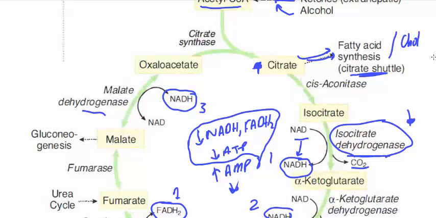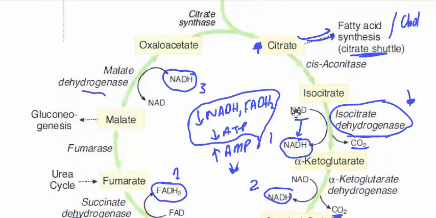This is an important point. If isocitrate dehydrogenase is slow because of excess of NADH, FADH2 and ATP, then the citrate starts to accumulate and that citrate leaves the mitochondria to make fatty acid and cholesterol, right? And if you remember from the overview of energy metabolism, the first lecture, all that acetyl CoA starts making fatty acid and cholesterol when the energy needs of the cells are met.